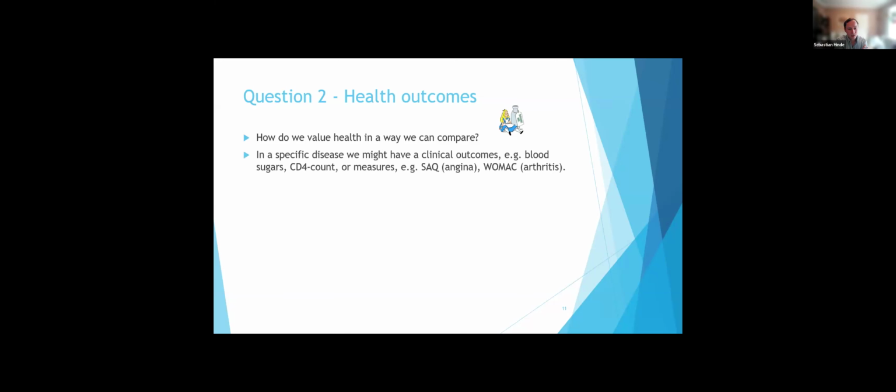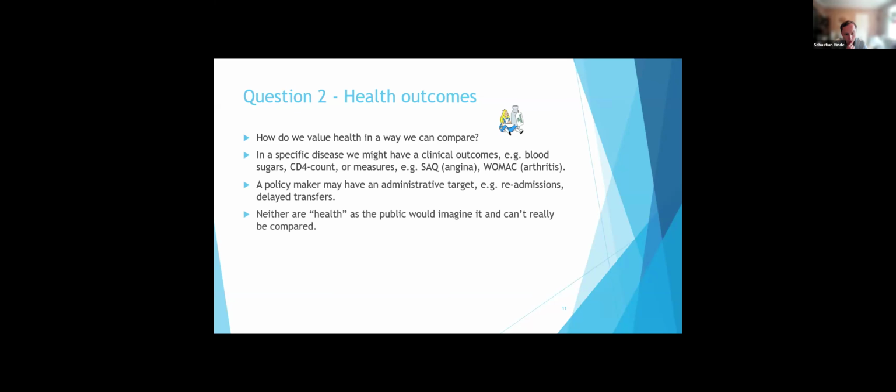In specific diseases, you've normally got quite good clinical outcomes, everything from blood sugars to CD4 counts, or disease-specific measures, like the SAC and WOMAC in angina and arthritis. Or a policymaker quite often might have a specific administrative target, so reducing readmissions to a certain level or delayed transfers of care. But neither are really health as the public imagines it. If you ask someone on the street how healthy they are today, they don't automatically go to things like, did they go back into hospital? They've got some idea of how they're feeling, how they're able to perform their daily activities and so on.